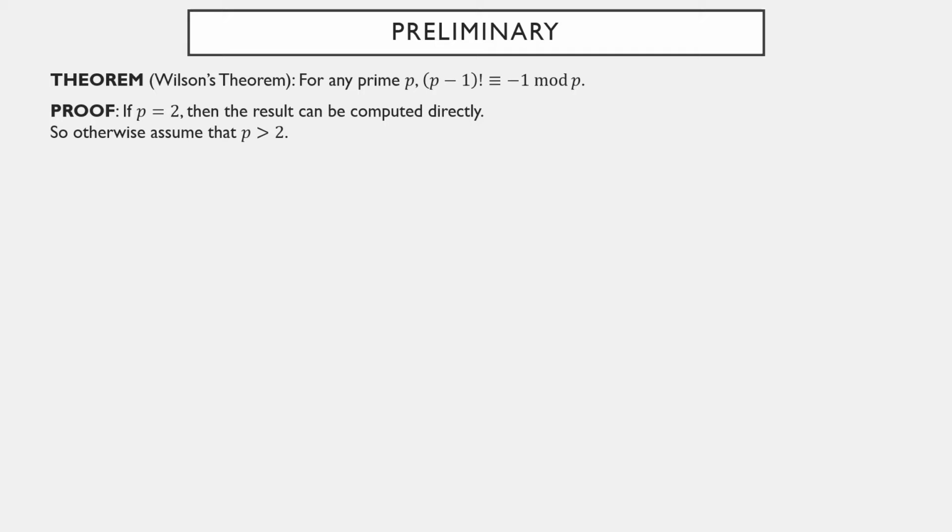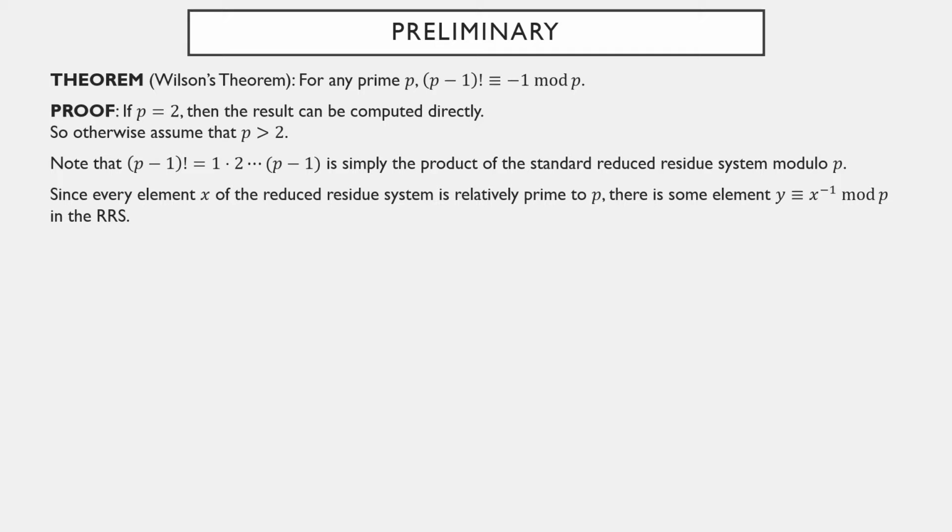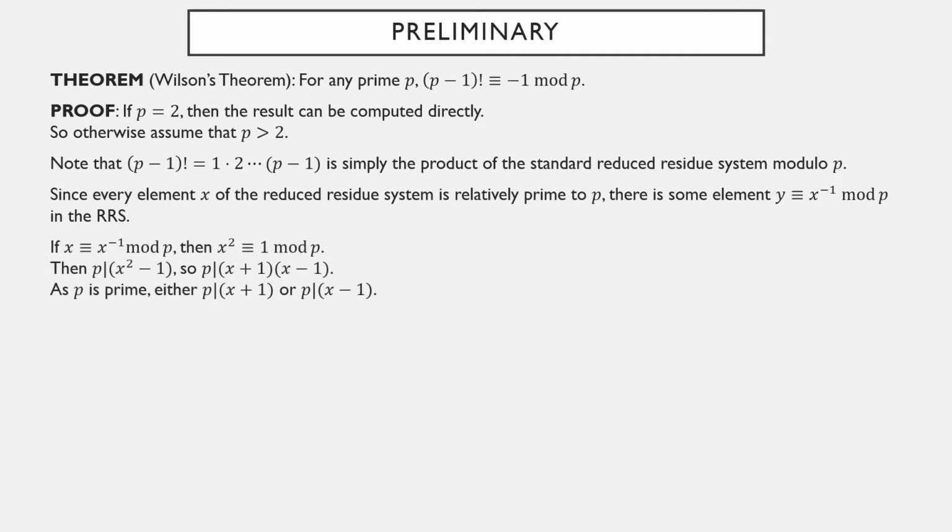Now let's assume that I have a prime p that isn't 2, in other words, an odd prime. Now p minus 1 factorial is just the product of 1 through p minus 1. In other words, it's a product of the standard reduced residue system mod p. Since every element of a reduced residue system is relatively prime to p, they all have inverses modulo p.